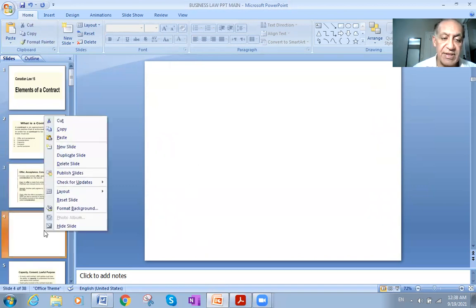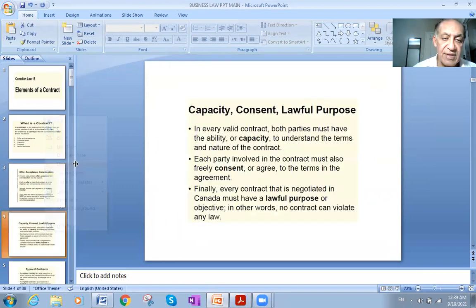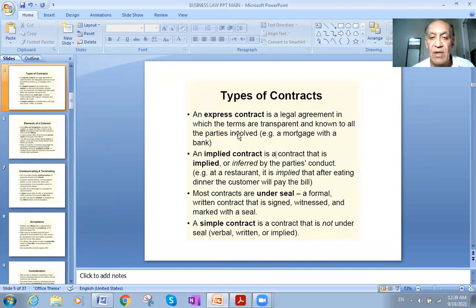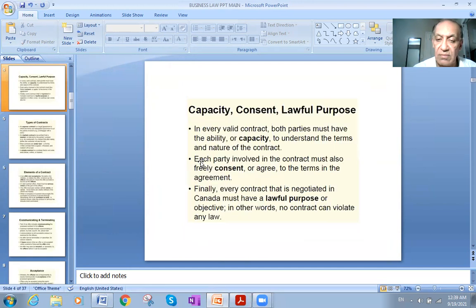I will actually delete that slide. Then I will go on. So also we'll have capacity, consent, and the lawful purpose. Those are the 3 things. Please add them also to your answer.